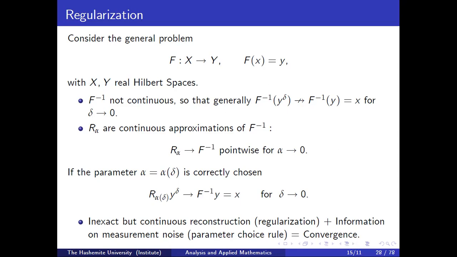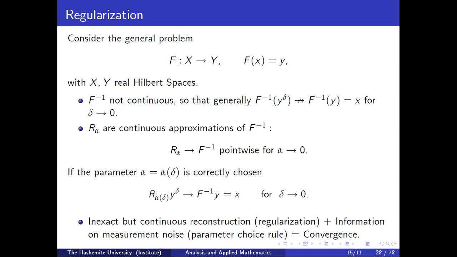The idea is very simple here. This is the operator F from X to Y, and X and Y are, say, for example, Hilbert spaces. So F inverse is not continuous, which means that there is a problem in stability.